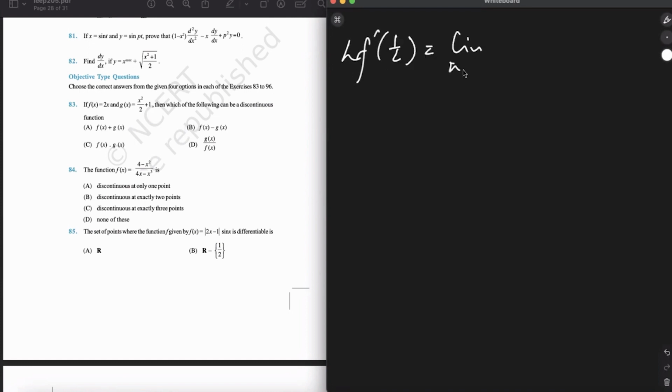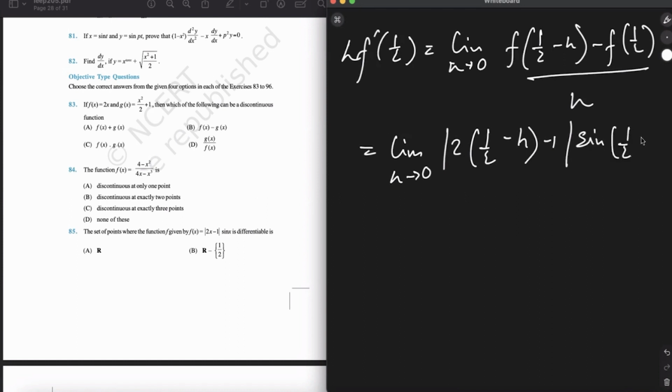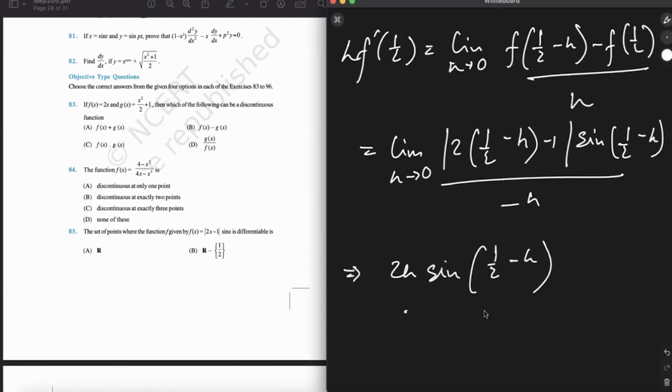So limit h tends to 0, same formula, f(1/2 - h) minus f(1/2) whole divided by h. So limit h tends to 0, 2 times (1/2 - h) minus 1 sine (1/2 - h) whole divided by minus h. So it will be again 2h sine (1/2 - h) divided by minus h. So now this time it will be minus 2 sine 1/2.